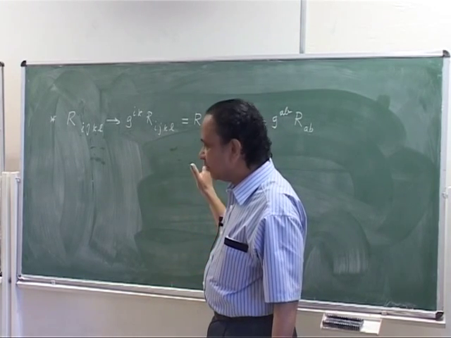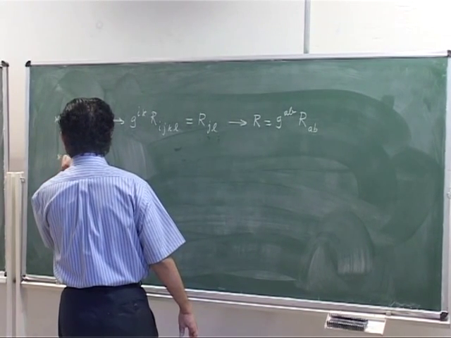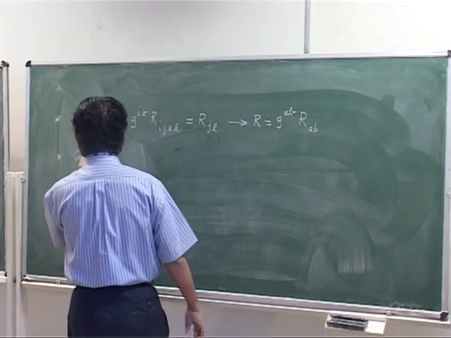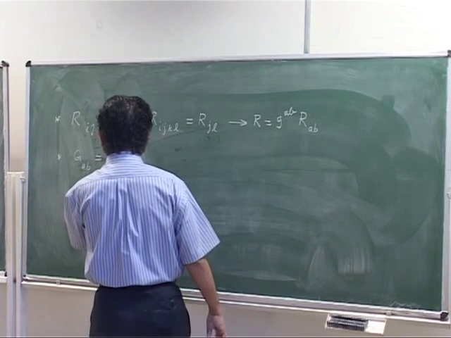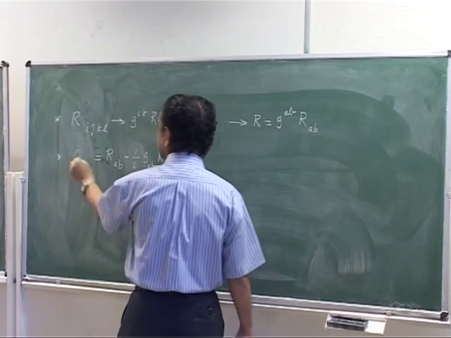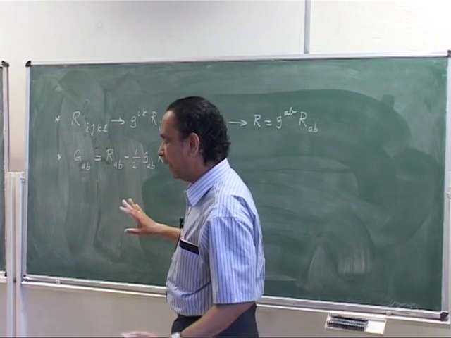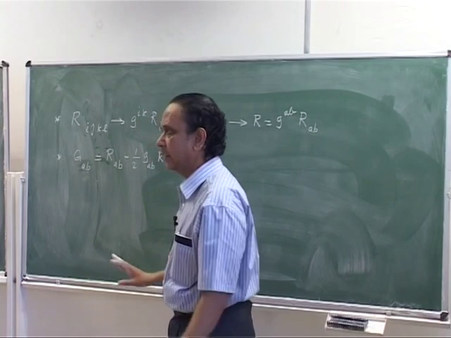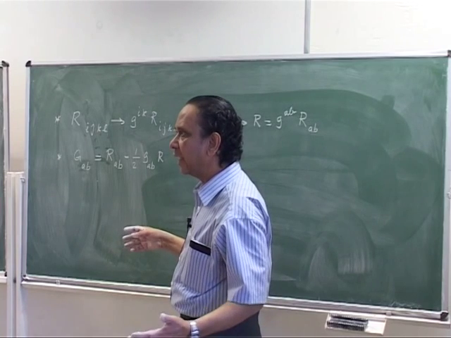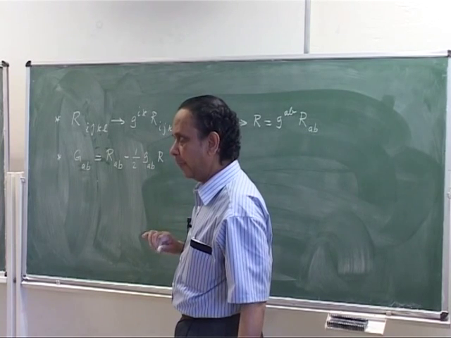One could have stopped there, but we need just one more tensor, so I will introduce its definition. It is usually denoted as capital G_AB, which is defined as R_AB minus half g_AB R. This is called the Einstein tensor. There is a particular reason, not just idiosyncrasy, there is a particular reason for choosing this combination, because it will turn out that it has some nice properties, but that requires some differential identities called Bianchi identities to be derived, which I have not done yet. After I do that, you will find that this is going to be important.